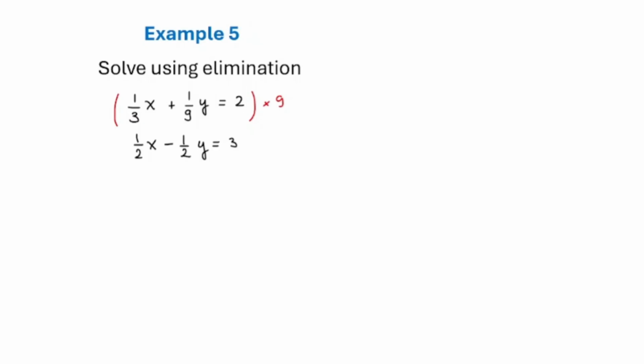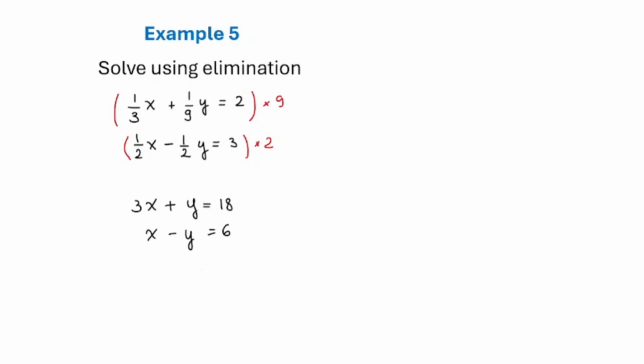So we multiply the whole second equation by 2 to remove the denominators. Multiplying the first equation by 9 gives 9 over 3x plus 9 over 9y is equal to 18. This simplifies to 3x plus y is equal to 18. Multiplying the second equation by 2 gives 2 over 2x minus 2 over 2y is equal to 6. This simplifies to x minus y is equal to 6. Now the equations are much easier to work with.